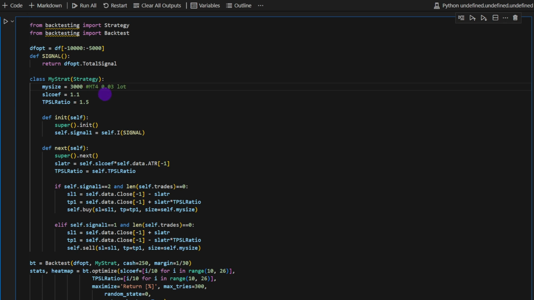Okay, so this is a fixed lot size. It's not going to change. Any trade that we're passing here has the same size. So it's self.mysize.